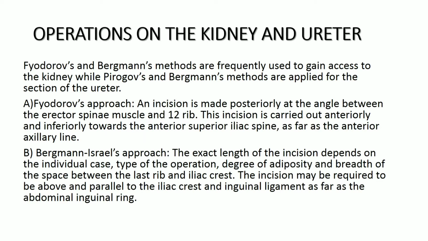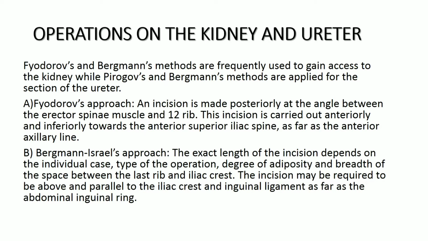Fierotropes approach: an incision is made posteriorly at the angle between the left spinae muscle and the 12th rib. The incision is then carried out anteriorly and inferiorly towards the anterior superior iliac spine as far as the anterior axillary line. Bergman's Israel approach: the exact length of the incision depends on the individual case, type of the operation, degree of the adiposity, the breadth and the space between the last rib and the iliac crest.